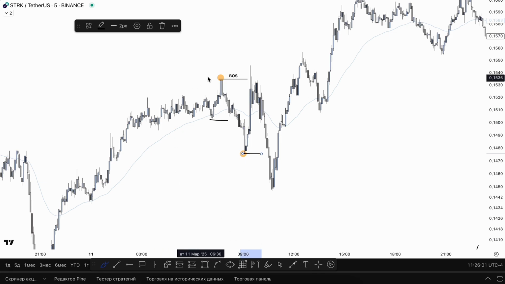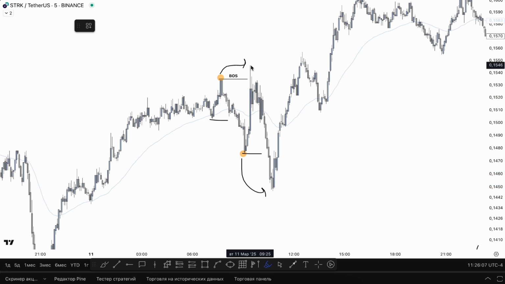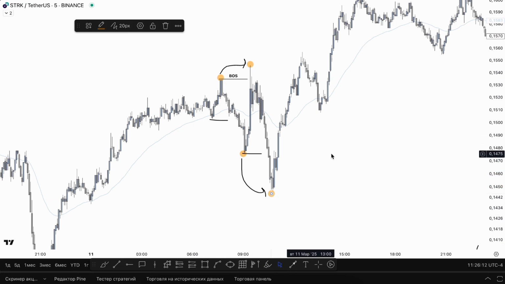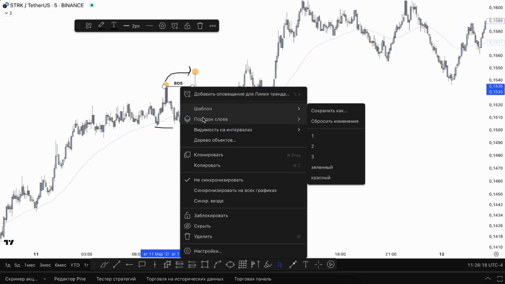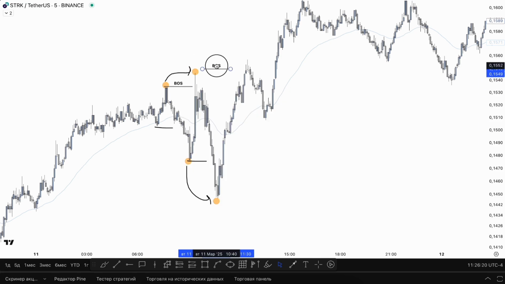The high moves from here to here. And the low moves here, that is to other points. We put them here. Accordingly, these points are no longer relevant. And we continue our trend. There is a new BOS. The price updates this maximum in this place and confirms the minimum here. The new maximum is confirmed here.